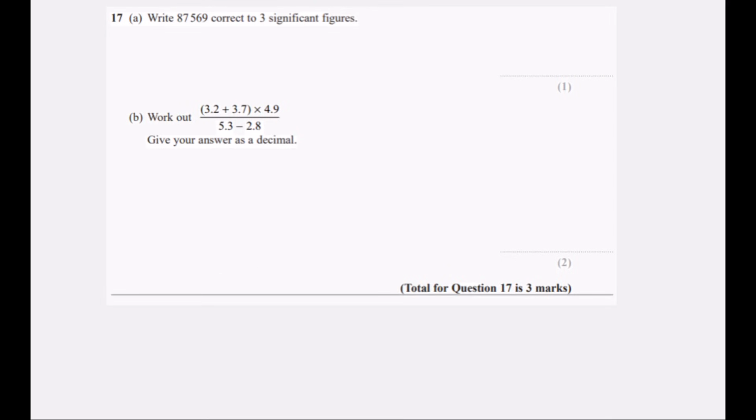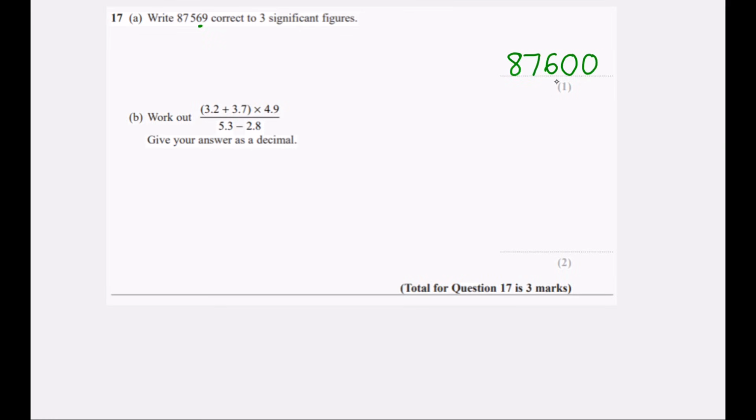Question 17. Write 87,569 correct to 3 significant figures. So 1, 2, 3. Then we look at the next one. Is it 5 or above? If it is, we round up. So it is. So the 5 becomes a 6. So it's 8, 7, 6. And then we fill in the last 2, the 10s and the 1s, with zeros. Because these are 10,000s, thousands and hundreds. They need to keep their place value. So we fill in with zeros. So just 3 significant figures.